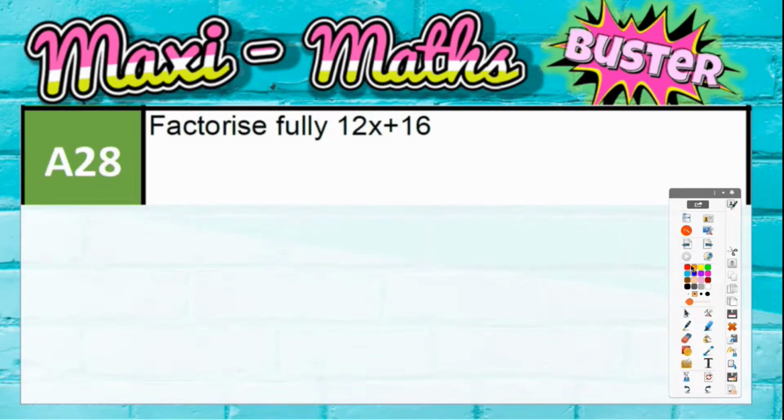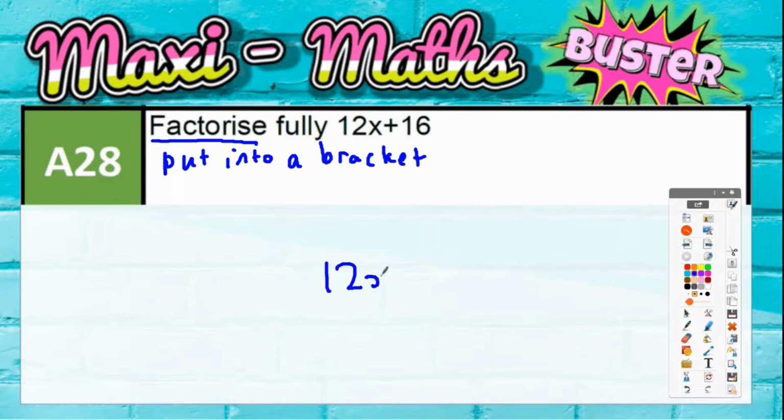Question 28. Factorise fully 12x plus 16. Well, factorising means put back into a bracket. So we need to figure out which bracket that 12x plus 16 came from when it was multiplied out, or when it was expanded.